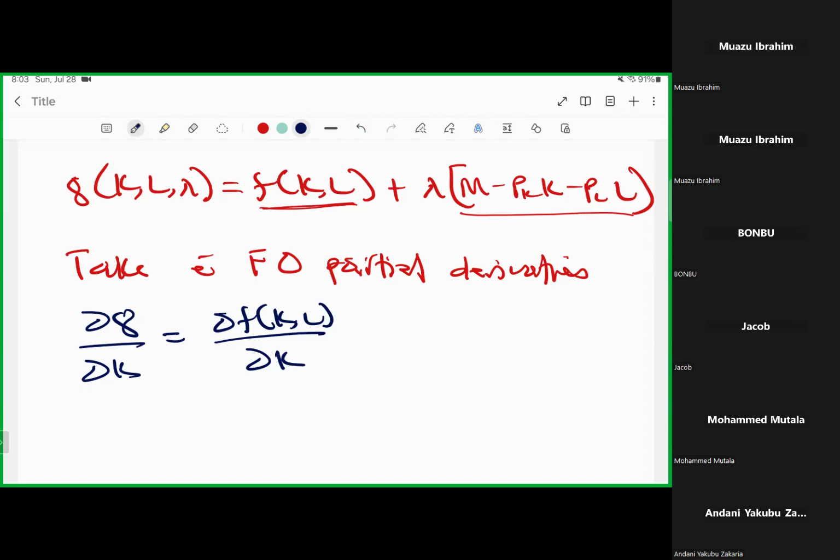So here we are just differentiating the production. Remember, we are differentiating this particular function.